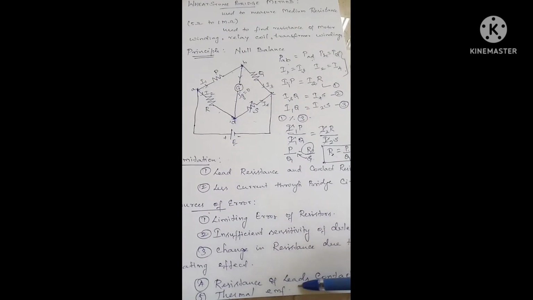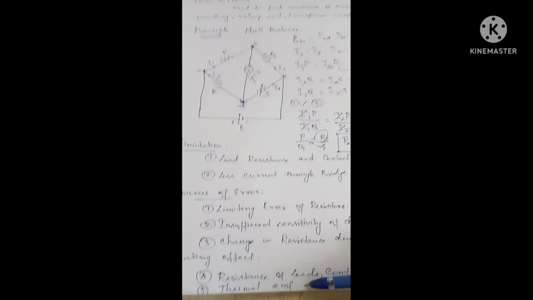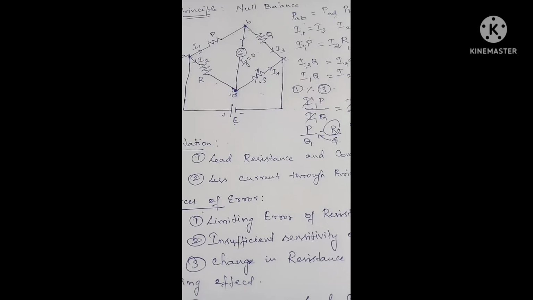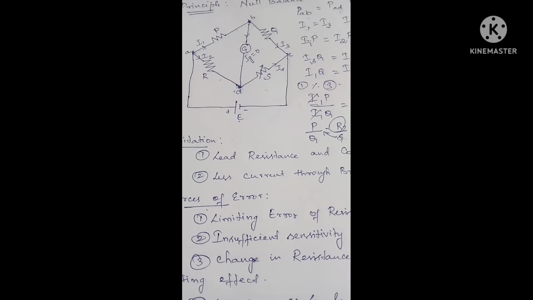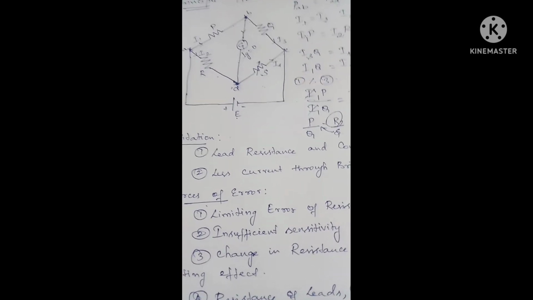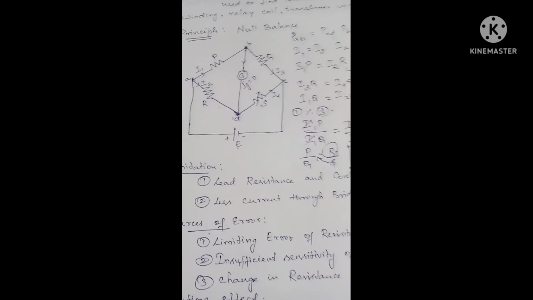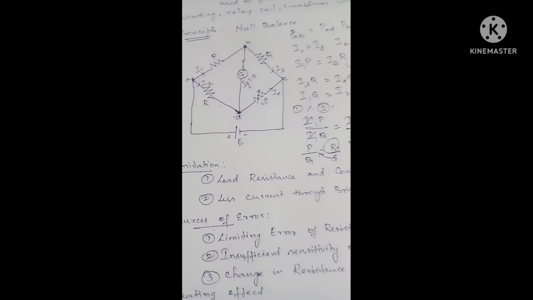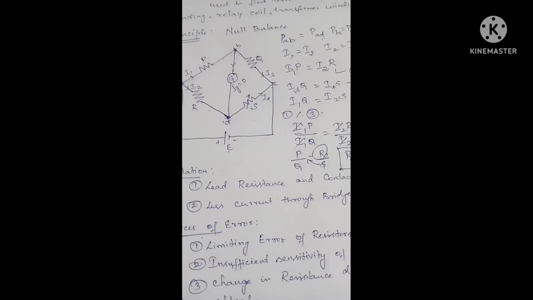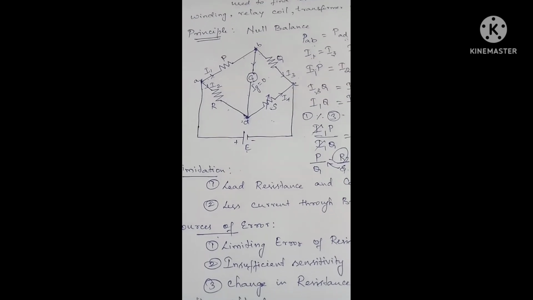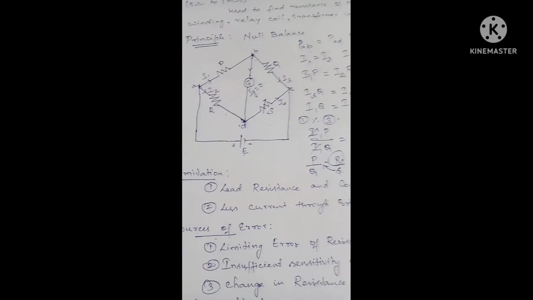And also there occur thermal EMF problems. These thermal EMFs are due to the heating effect of resistors, that causes some sort of variations in our measurement. So these are some of the problems that could be present in a Wheatstone bridge circuit. But other than that, the Wheatstone bridge circuit is the most accurate measurement technique used for measuring medium resistance values.